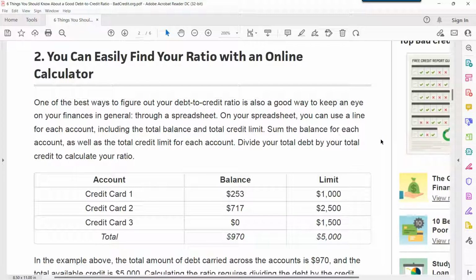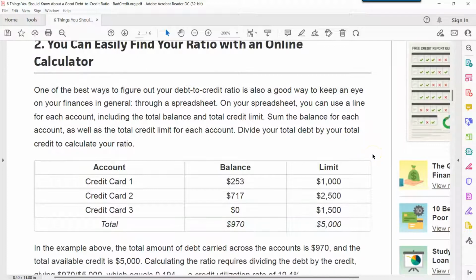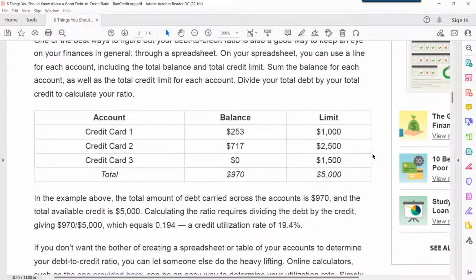So through a spreadsheet, that's a good way to do it. On your spreadsheet, you can use a line for each account, including the total balance and the total credit limit. Sum the balances for each account as well as the total credit limit for each account, and you'll have it there, right? Then you want to go ahead and divide your total debt by your total credit, as you can see done here in this example.